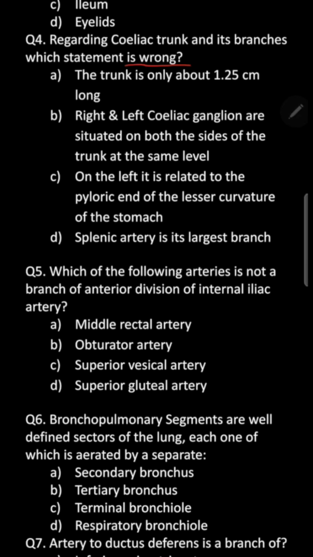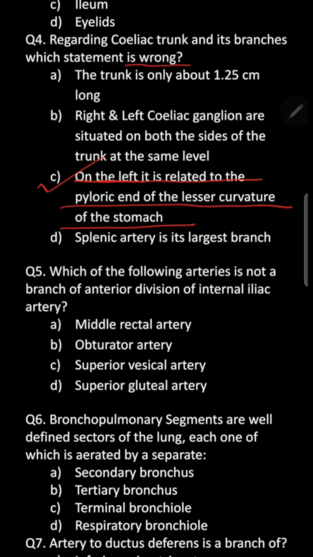This also is correct. So option C, where it says that on the left it is related to the pyloric end of the lesser curvature of the stomach, is actually the inferior relation of the celiac trunk. Remember, pylorus lies below the celiac trunk, not towards the left. So as they've written, on the left it is related to the pyloric end of the lesser curvature of the stomach, this is wrong. Answer here is C.